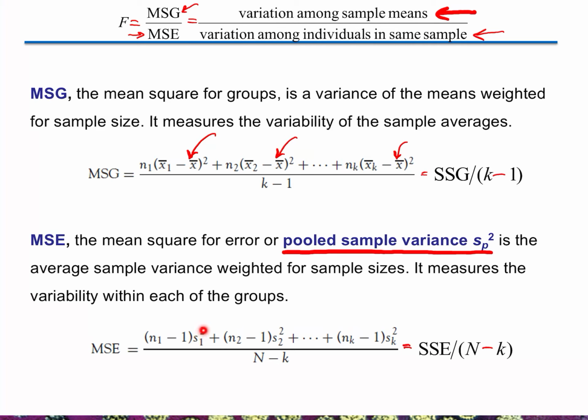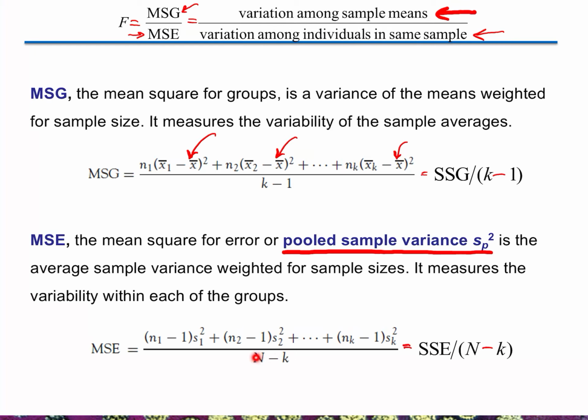We have to take the variance, that's S squared, the variance for each of our samples, and multiply that by the degrees of freedom for that sample, n minus 1. So variance of sample 1 multiplied by the size of sample 1 minus 1. Do the same thing for sample 2 and sample 3 and so on. We then add them all up.